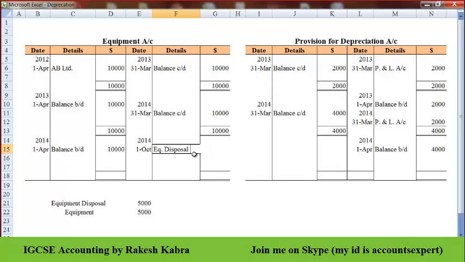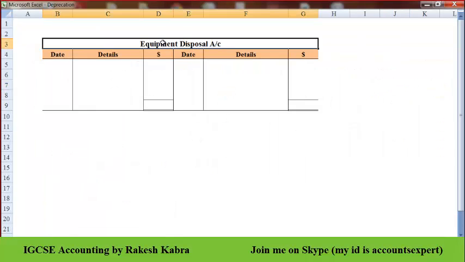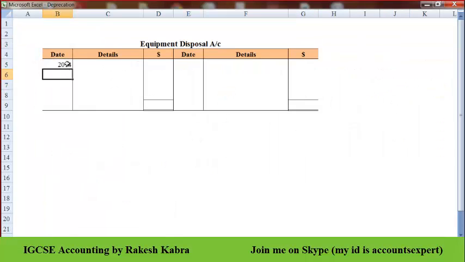Okay? Equipment disposal account. EQ means equipment. Got it? So posting done in equipment account. Now next posting will take place in which account? Equipment disposal. Equipment disposal is debited in the entry. So in the equipment disposal account, on the debit side, first I will put the date 2014 October 1st. Debited, so I will write the name of the opposite account, and the name of the opposite account is equipment with $5,000.